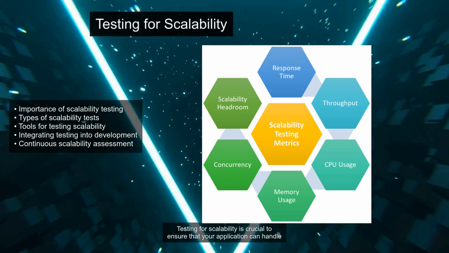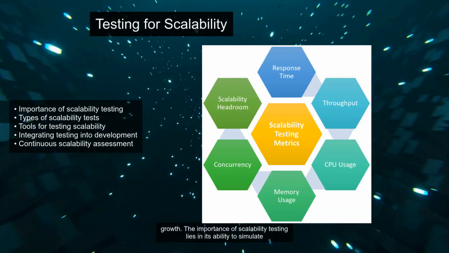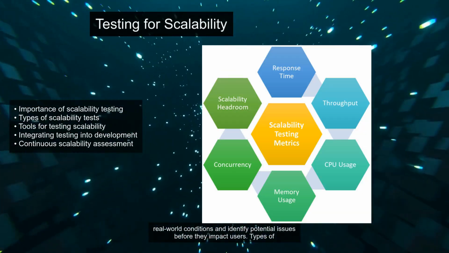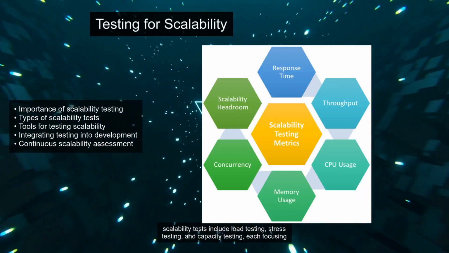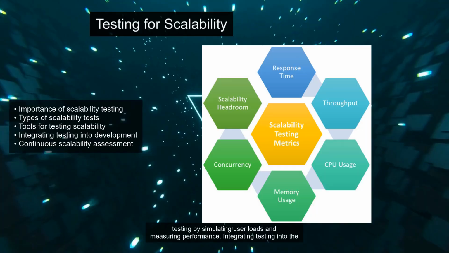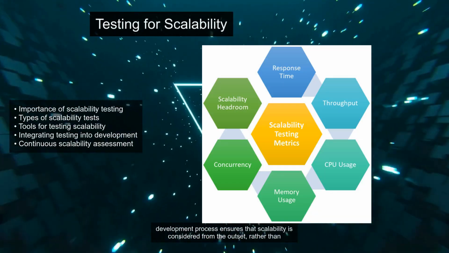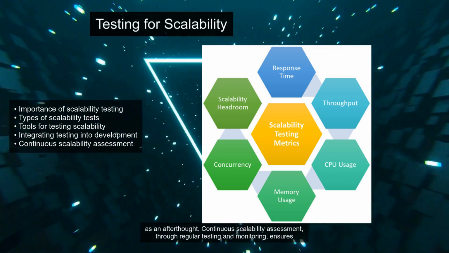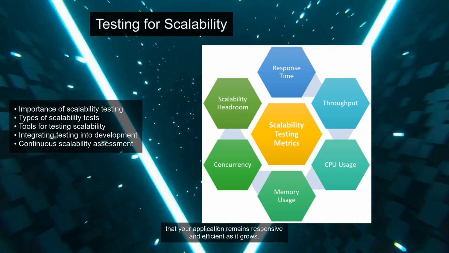Testing for scalability is crucial to ensure that your application can handle growth. The importance of scalability testing lies in its ability to simulate real-world conditions and identify potential issues before they impact users. Types of scalability tests include load testing, stress testing, and capacity testing, each focusing on different aspects of scalability. Tools like JMeter or LoadRunner facilitate scalability testing by simulating user loads and measuring performance. Integrating testing into the development process ensures that scalability is considered from the outset, rather than as an afterthought. Continuous scalability assessment, through regular testing and monitoring, ensures that your application remains responsive and efficient as it grows.